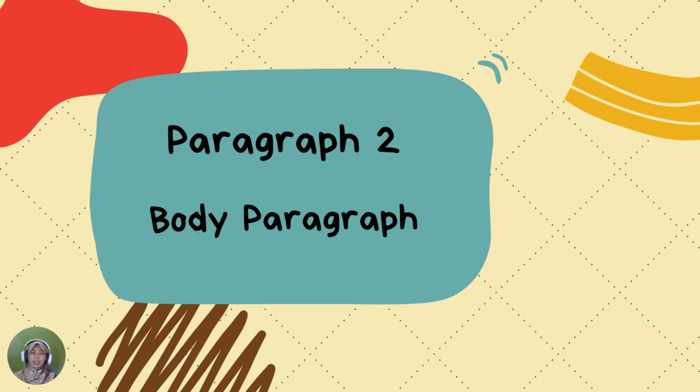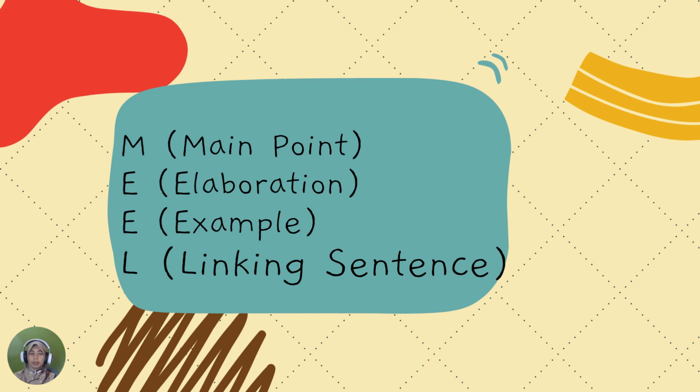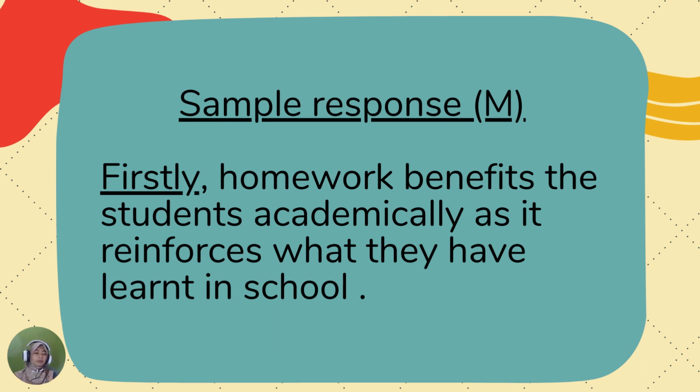Now we go to the body paragraph. If you disagree with the statement, now you are going to explain your reason. If you agree, now you are going to explain your reason. So remember your MEEL: your main point, your elaboration, followed by example, and then the linking sentence. Okay, let's go. So this one, argument number 1.